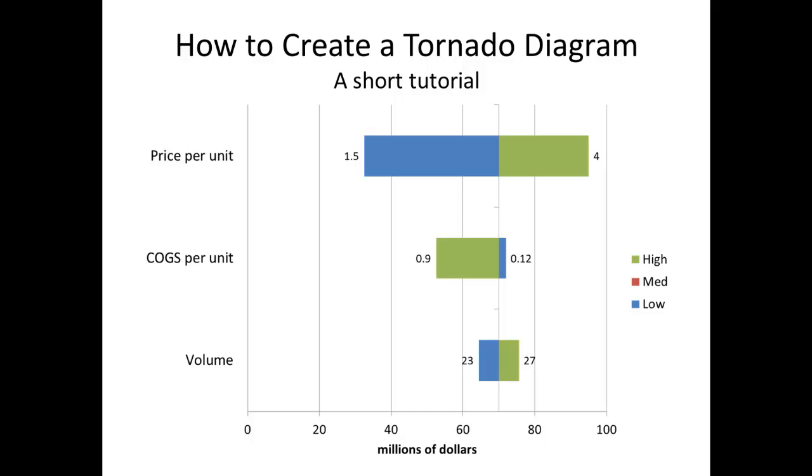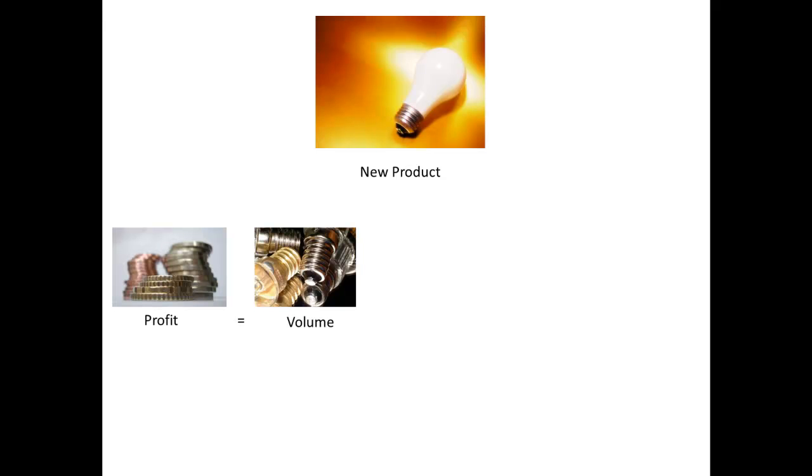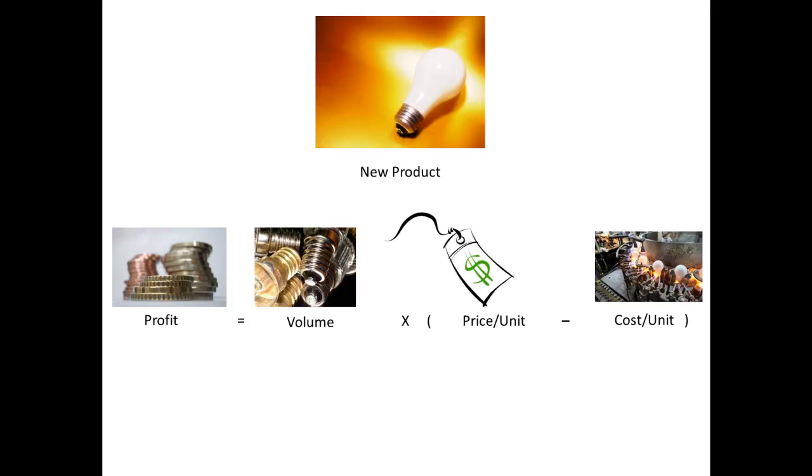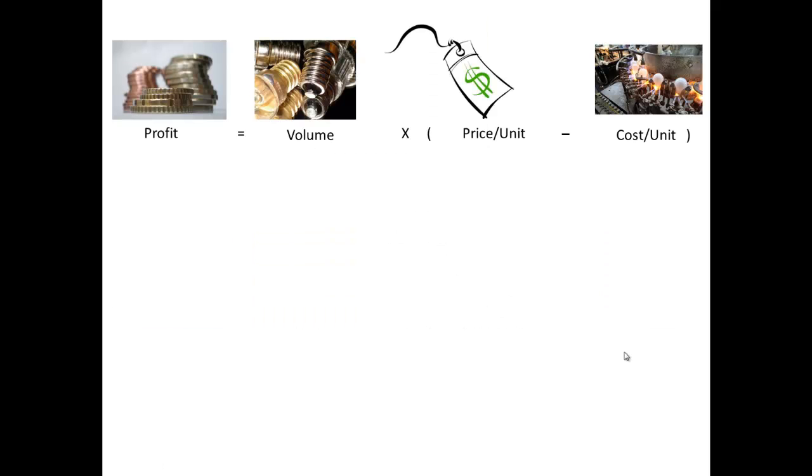SmartOrg presents a short tutorial on how to create a tornado diagram like the one you're seeing on this screen, using a simple product development example. For this example, profit will be measured using this formula which describes profit as volume times price minus cost. We'll assess each of these factors one by one.